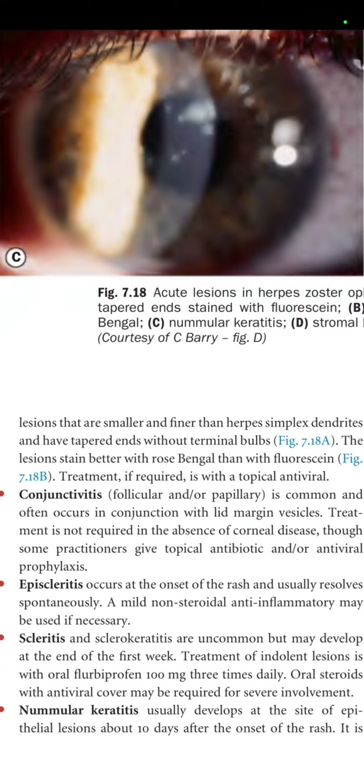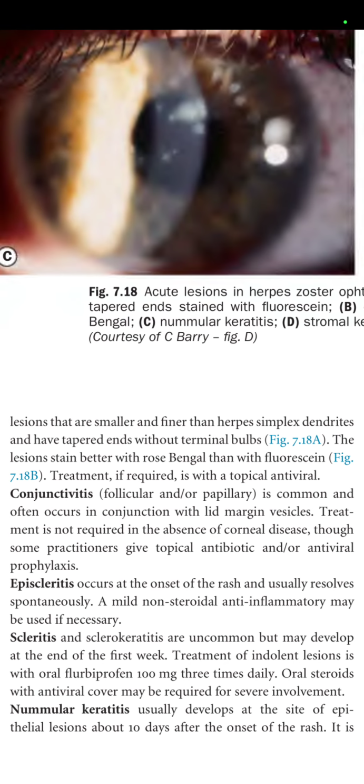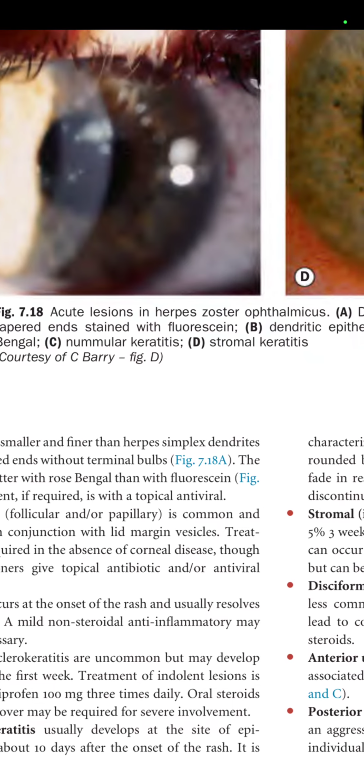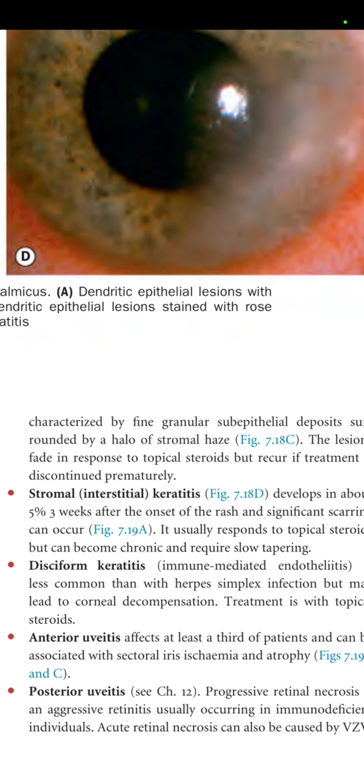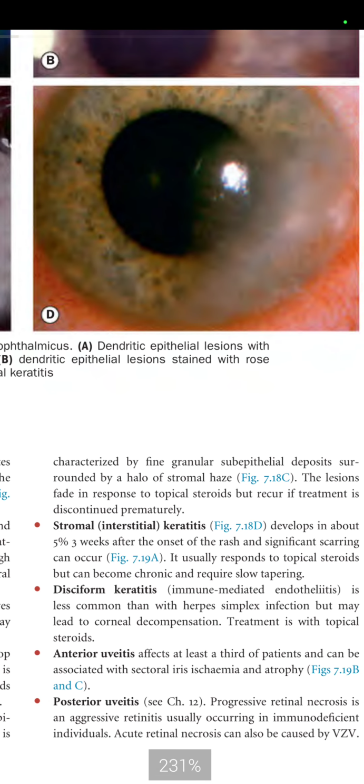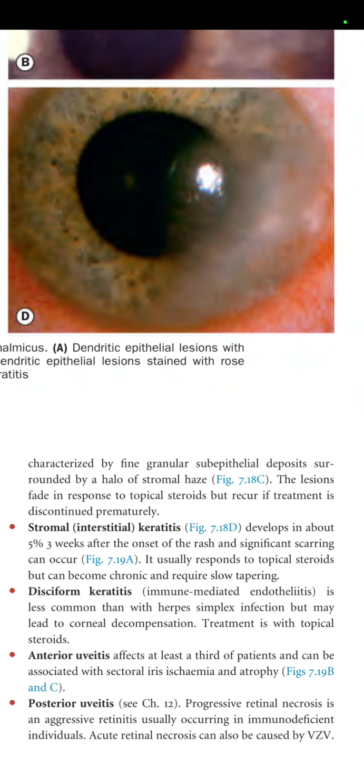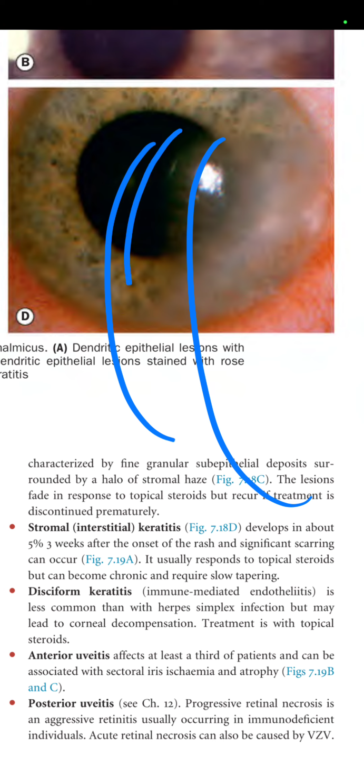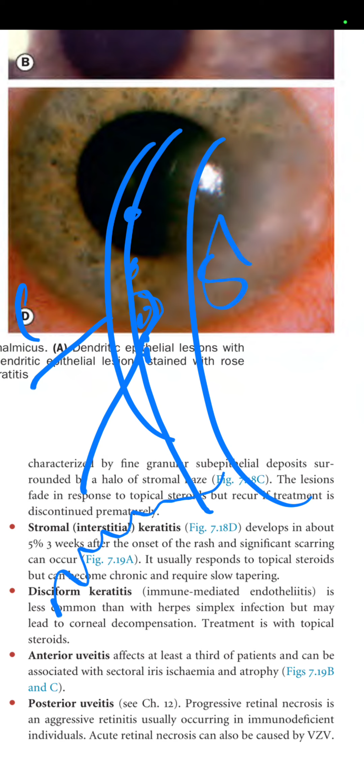Nummular keratitis. Nummular keratitis usually develops at the end of the epithelial lesion about 10 days after the onset of rash. It is characterized by fine granular subepithelial deposits surrounded by a halo of stromal haze. The lesion fades in response to topical steroid but recurs if the treatment is discontinued prematurely. So now it is involving the deeper layers of the cornea. Basically, nummular keratitis is a subepithelial lesion with a surrounding haze, and it responds to topical steroid.